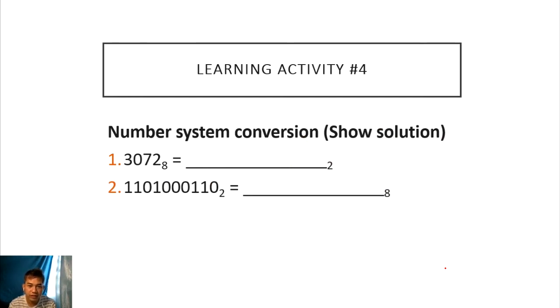Okay, so for your learning activity number 4, convert lang natin ang corresponding number. Show solution pa rin. So 3072 base 8, convert natin siya to its binary equivalent. And number 2, we have 1101000110 base 2, convert natin siya to its octal equivalent.